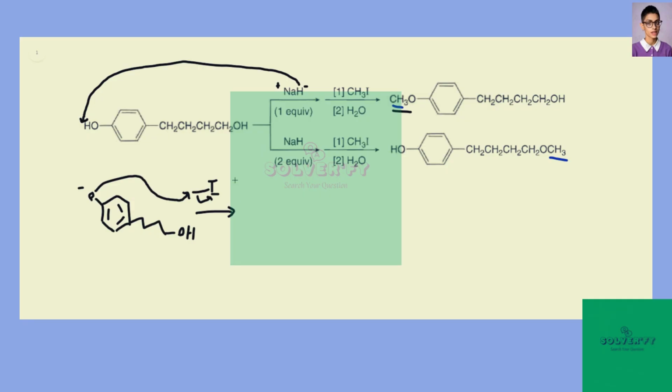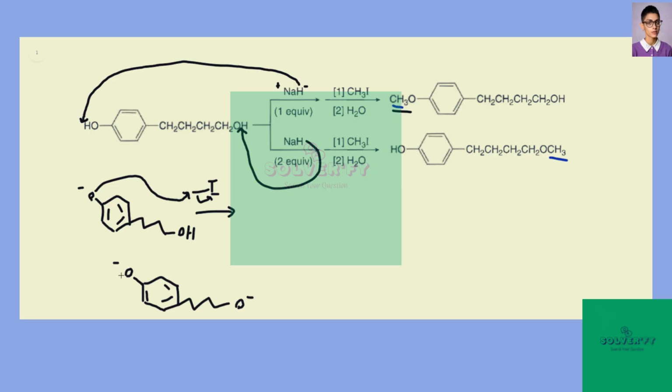But now what about if we use two equivalents of sodium hydride? If we use two equivalents of sodium hydride, we will deprotonate two acidic protons. We'll deprotonate this one, but we'll also deprotonate the alcoholic proton. So now, whichever one of these is the strongest base or the strongest nucleophile will act as the nucleophile for the next step. So what do we see here?